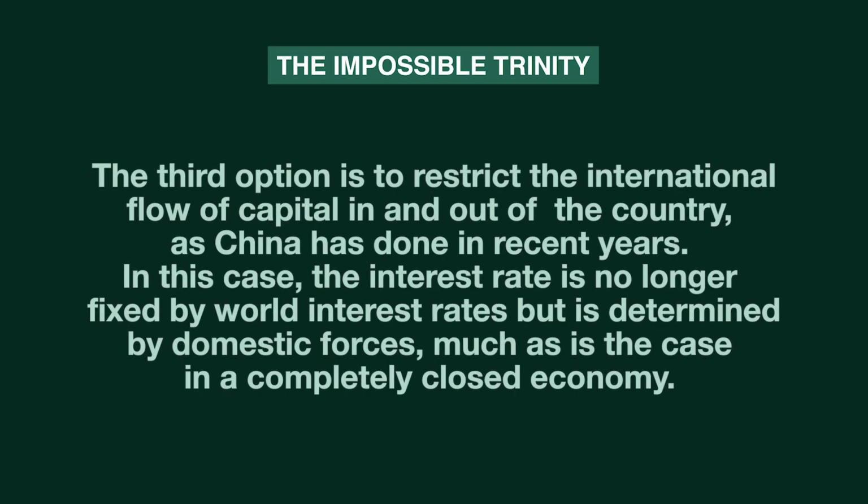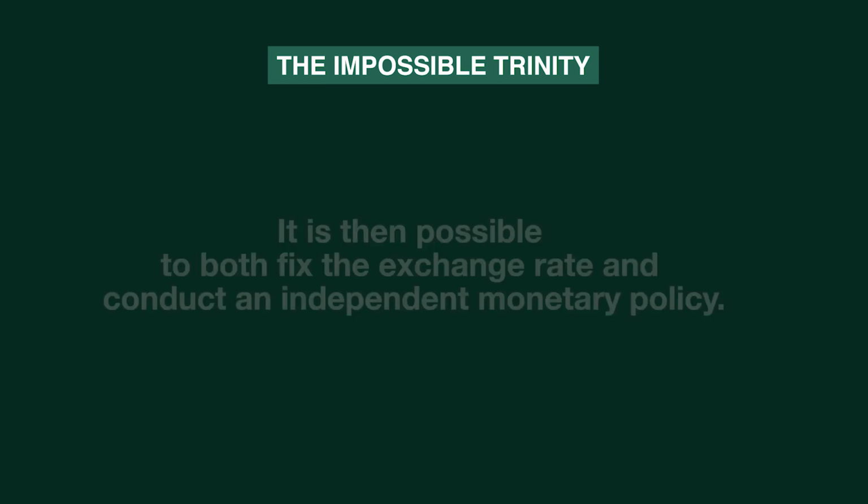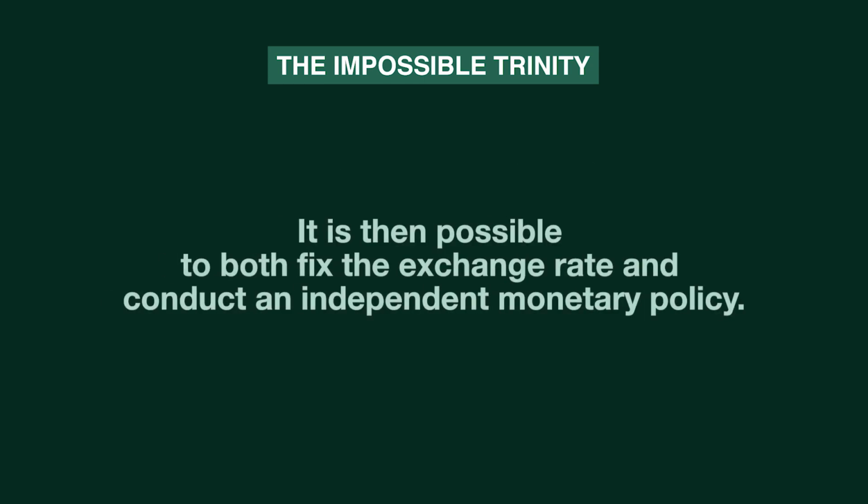The third example is that of China. China in recent years had interest rate no longer fixed with that of the international interest rate. That means interest rate was domestically fixed. But in this case, it was similar to that of a closed economy. But this made it possible to have a fixed exchange rate and an independent monetary policy for the economy.